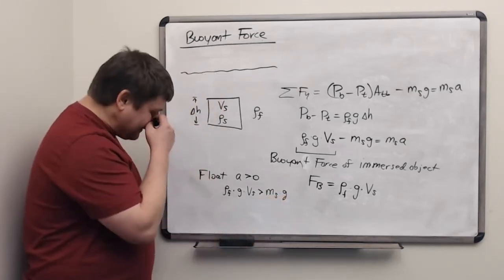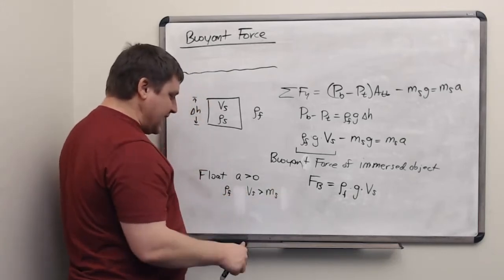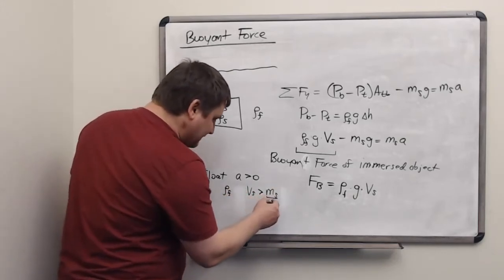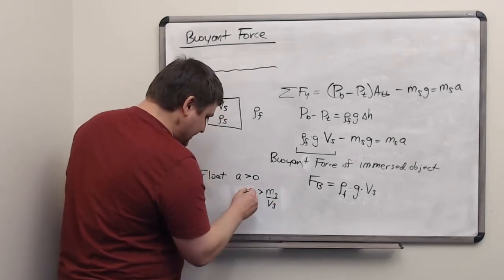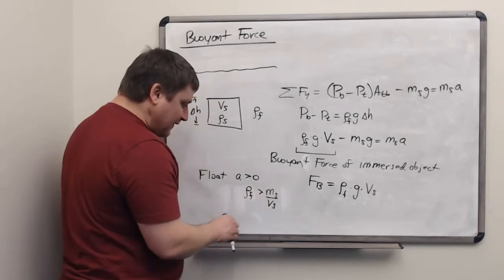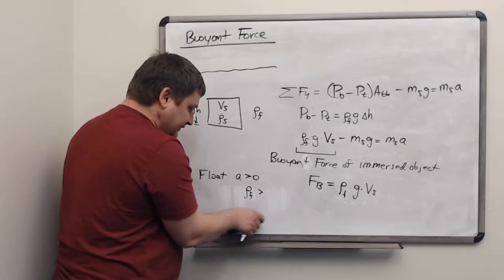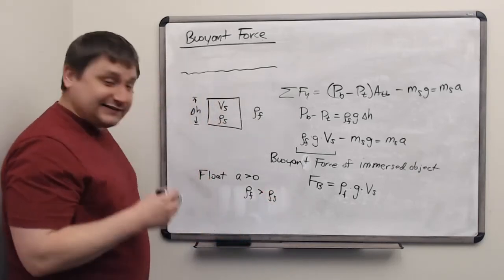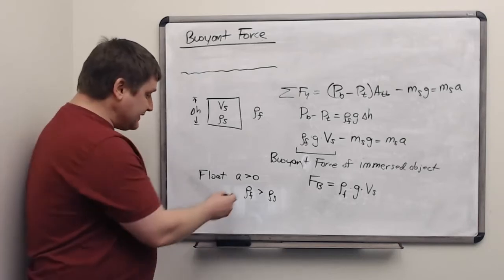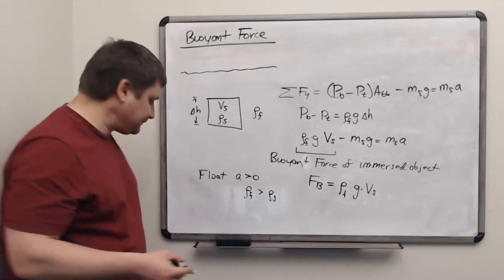Well, let's work on that a little bit. There's a g on both sides, so they cancel. And if we divide both sides by the volume of the solid, then we get mass over volume for the solid. So that's just the same as the density of the solid. So for the acceleration to be upwards, the density of the fluid must be greater than the density of the solid object.